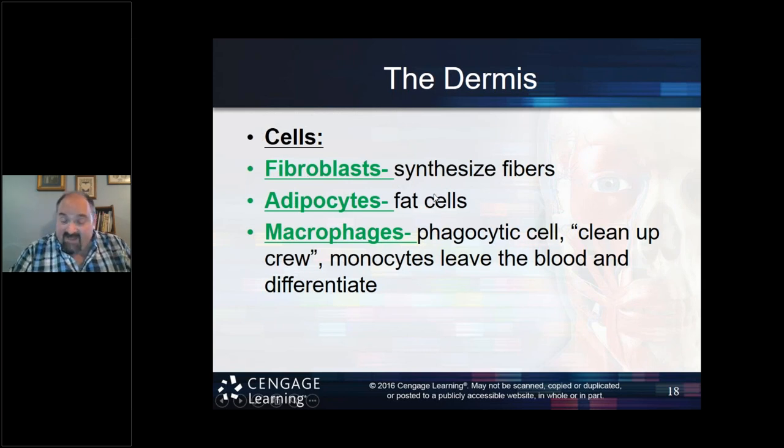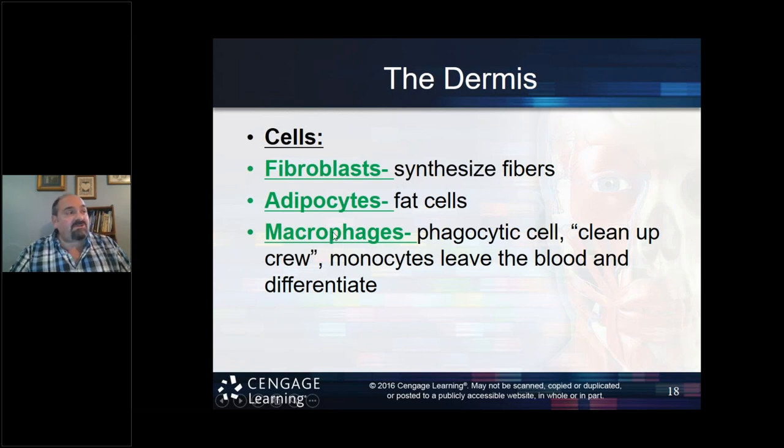Adipocytes. Adipocytes are fat cells. Okay, so adipose tissue is present in the dermis. You'll see there's some fat interspersed within. Also, primarily it's at the hypodermis, aka the subcutaneous layer, where we have adipose tissue.